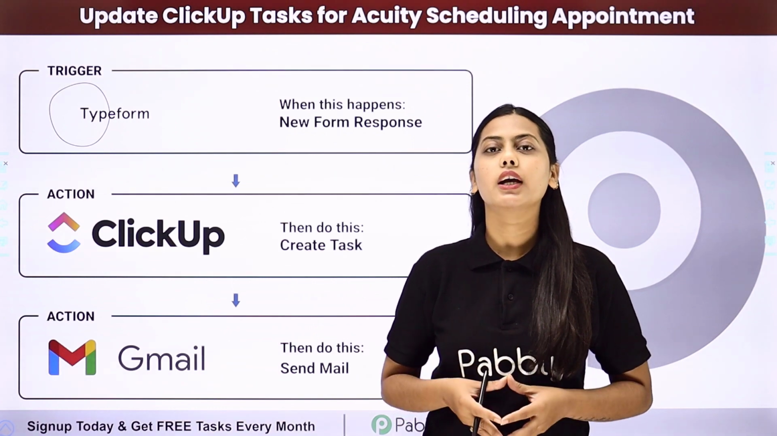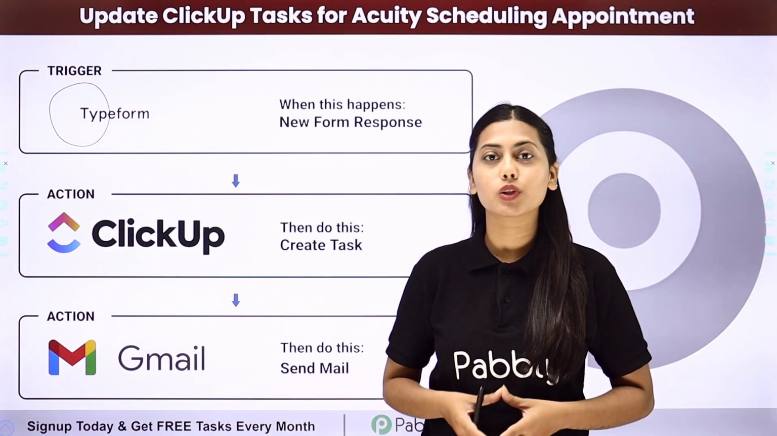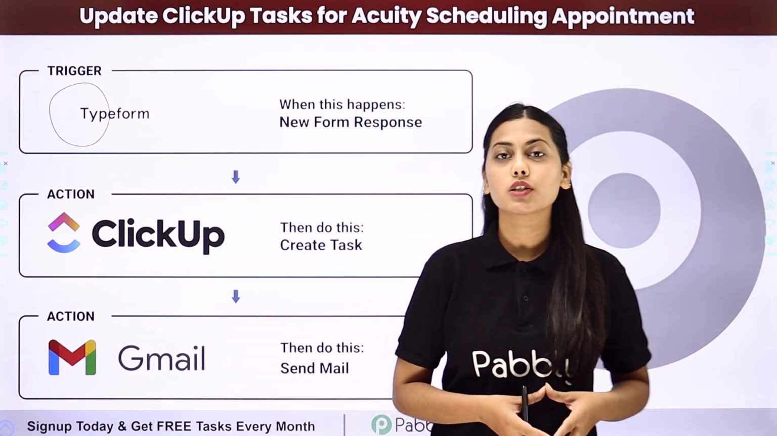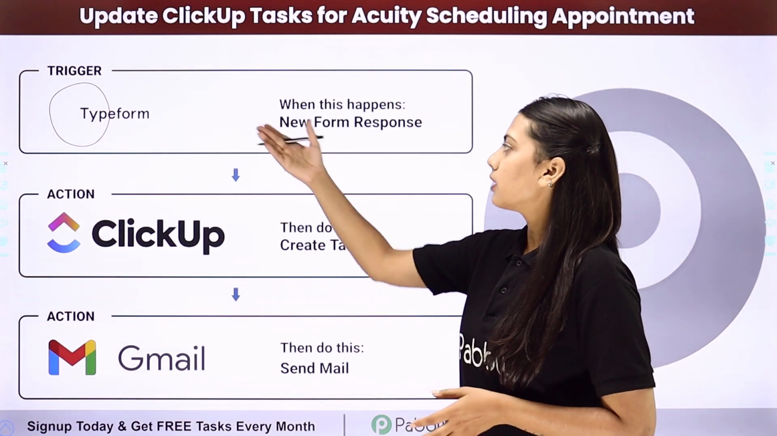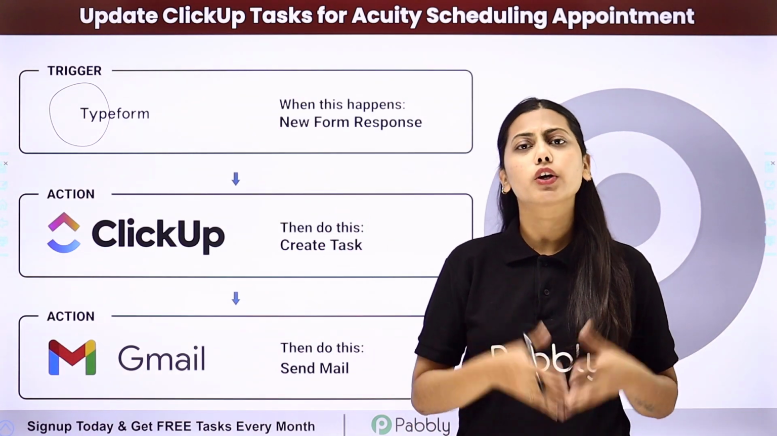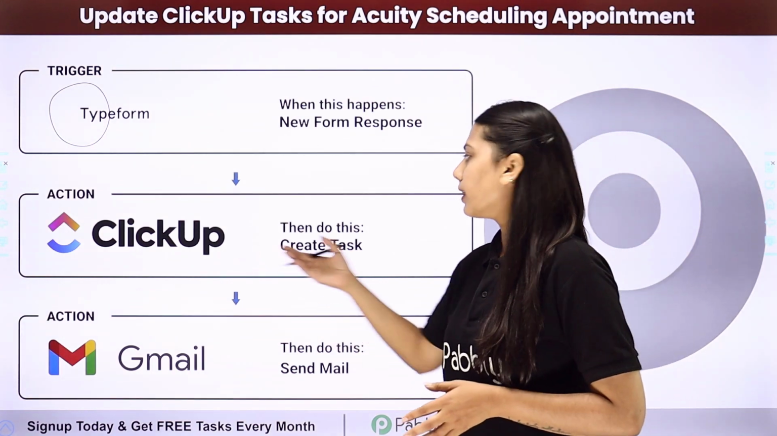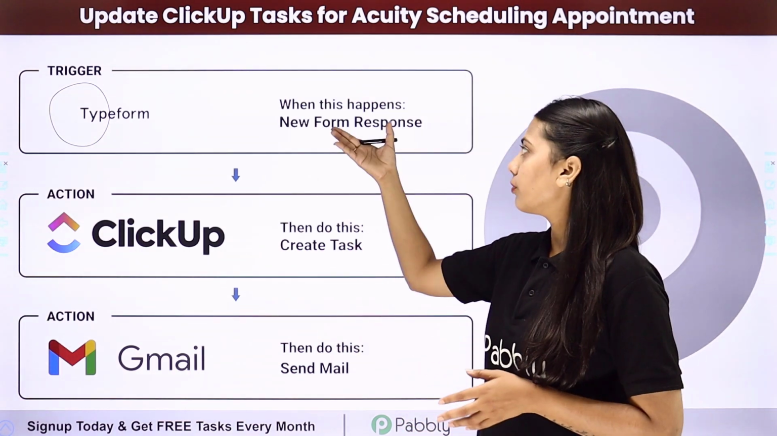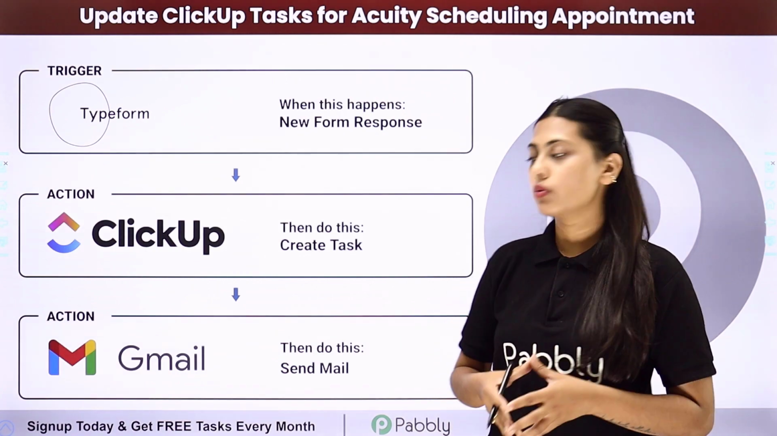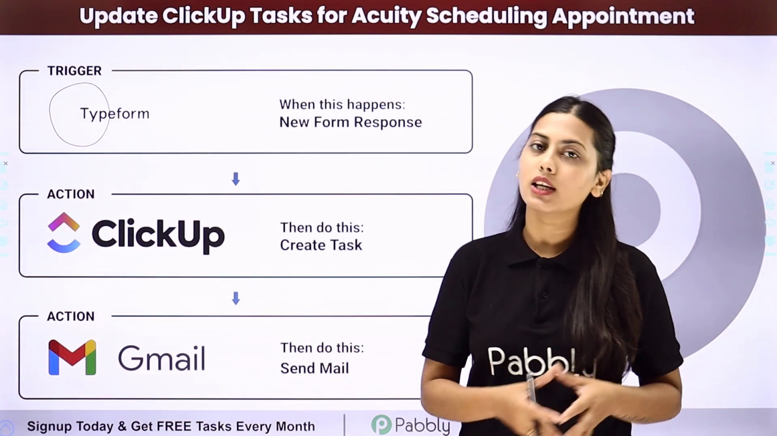So basically we are going to learn how to create two workflows for one automation. In the first workflow, our trigger will be a Typeform response, that is Typeform or any form builder application you can take. Then our first action will be ClickUp, where a task will be created with the help of the form response. Our second action will be Gmail, where a mail will be sent to the customer.